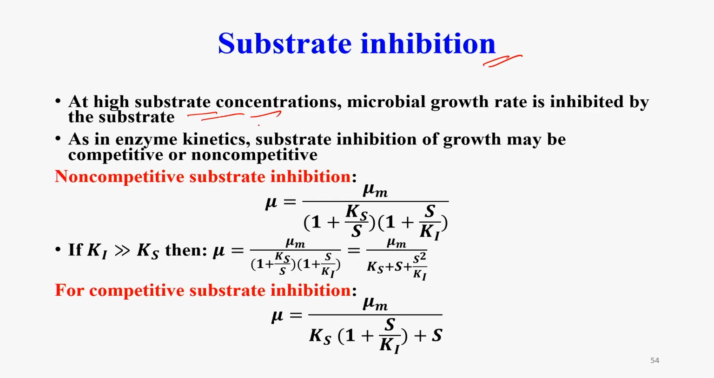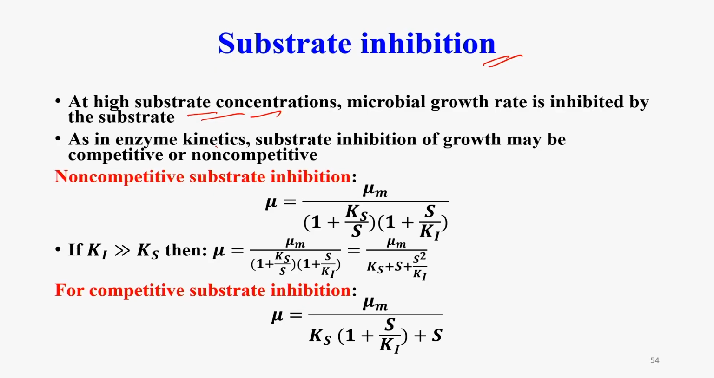So, substrate, when it is at a very high concentration, may act as an inhibitor. Now, we have already discussed the kinetics of inhibition. As we have seen in the enzyme kinetics, substrate inhibition of growth may be competitive or non-competitive. We have already discussed competitive, non-competitive and uncompetitive, so we will directly use those expressions here.